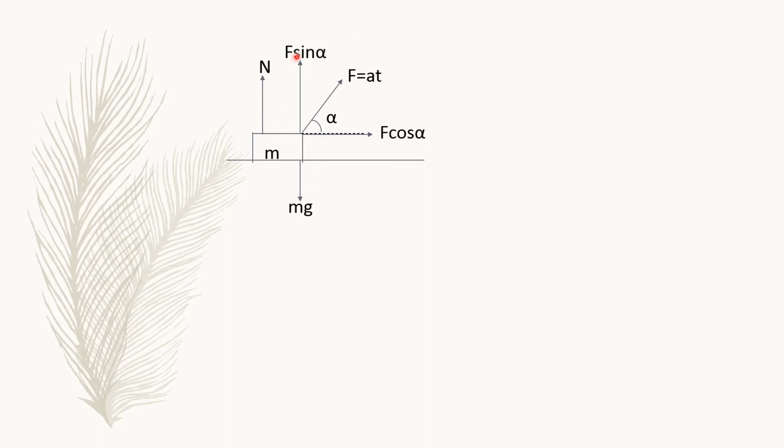N plus F sin alpha is equal to mg. That means mg is constant, because the mass of this body and gravity are constant. So N plus F sin alpha is also constant. As time is increasing, F sin alpha is increasing. That means normal reaction is gradually decreasing with time. At the initial moment, N is equal to mg, and the time will come when normal reaction will be 0 and F sin alpha is equal to mg. At that particular time, this body will leave the surface.